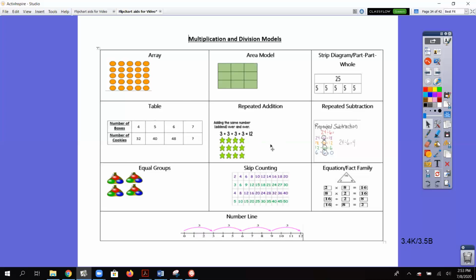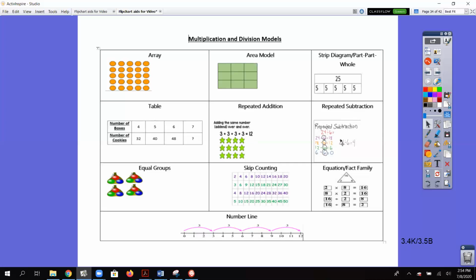Repeated addition and repeated subtraction. Repeated addition is when you add the same number over and over. So if you have 3 plus 3 plus 3 plus 3, that would be the same thing as doing 4 times 3 because you have 4 groups of 3. 1, 2, 3, 4.